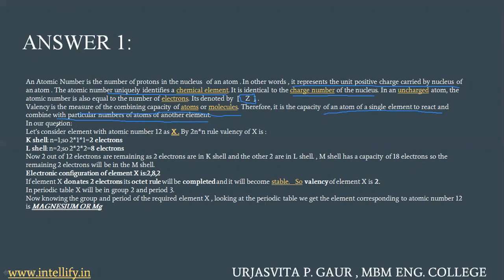Now in our question, we have been given an atomic number of 12 and we need to find its valency. So let us consider that element with an atomic number 12 and name it as the element X. Now we are going to apply the 2n² rule to find the valency of X.